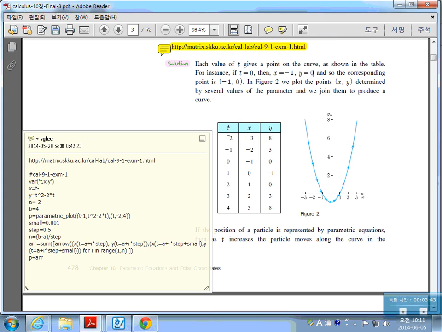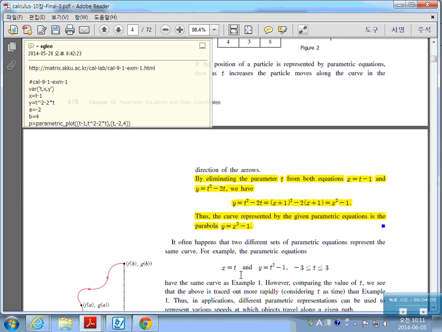When time t equals minus 2, x equals minus 3 and y equals 8. When t equals 0, x is minus 1 and y is 0. When t equals 2, x is 1 and y is 0. So this point. And when t equals 4, then x is 3 and y is 8. So it agrees with it.